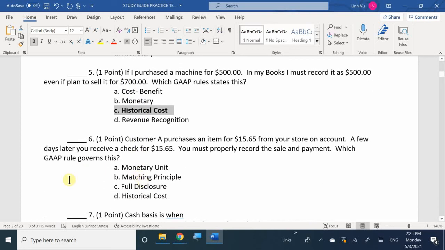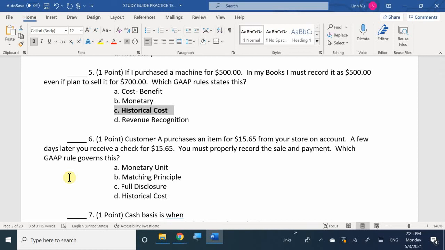Number 6. Customer A decides to purchase an item for $15.65 from your store on an account. A few days later, you received a payment for $15.65. You must properly record the sale and payment. So which GAAP rule governs this?